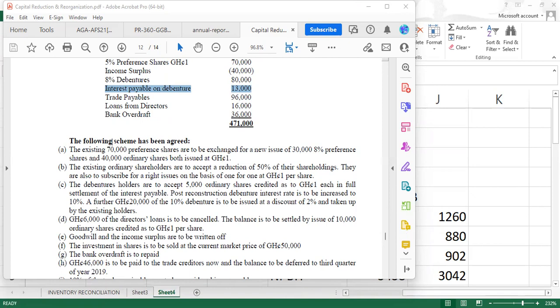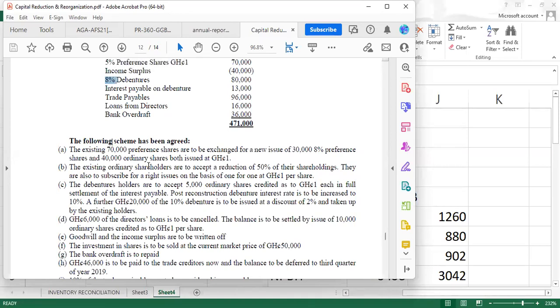Let's look at the next item. Post-reconstruction debenture interest rate is to be increased to 10%. So what is the debenture interest now? It's 8%. Now they are saying that after the reorganization, we should change the 8% to 10%. That's what they are saying there.